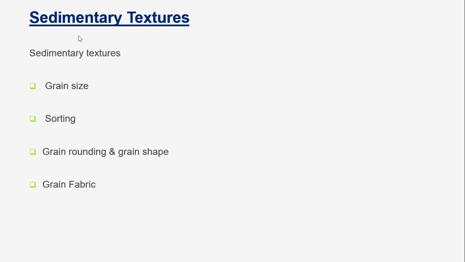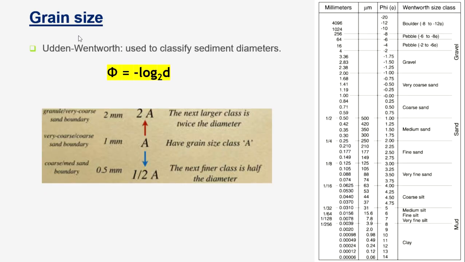Sedimentary textures refers to the features of the sedimentary rocks that arise from size, shape, and the orientation of the individual sediment grain. The texture of the siliciclastic sedimentary rocks is given by its grain size, grain shape, sorting, grain rounding, and the grain fabric. One by one, we will see about these different sedimentary textures. The first one is the grain size.